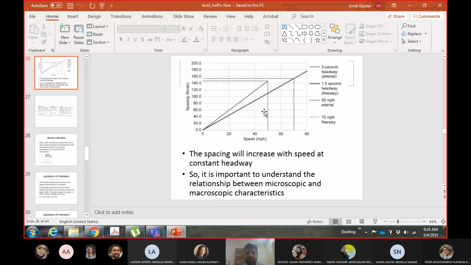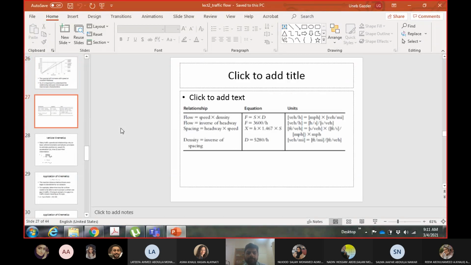If I keep the speed the same, then increasing headway will also increase the spacing as well, and so on and so forth.